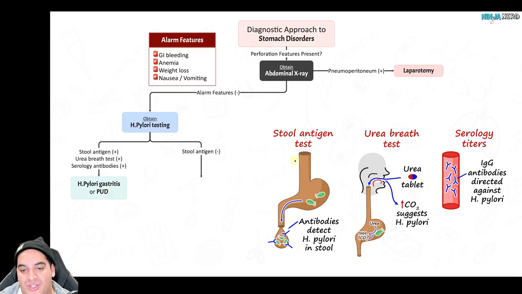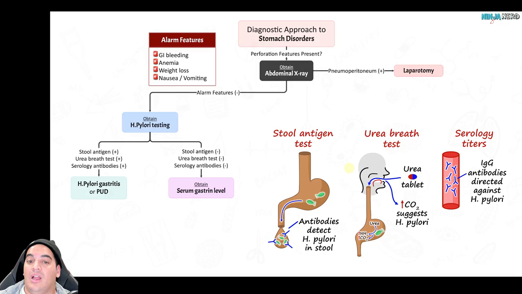If the stool antigen test came back negative, the urea breath test came back negative, the serology antibodies were negative, which again, not super helpful, but at least gives you an idea, it's unlikely that they have any H. pylori. And so therefore, I should look for another cause. What's the other one that I really don't want to miss? Zollinger-Ellison syndrome. So then what I'll do is I'll obtain a serum gastrin level, because in these patients, it's going to be exceedingly high.